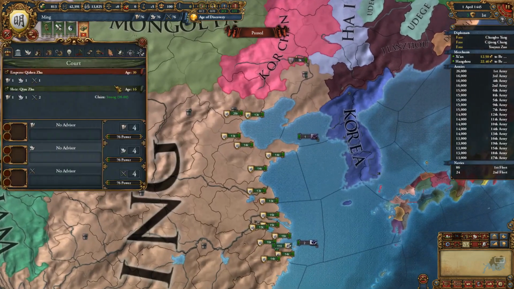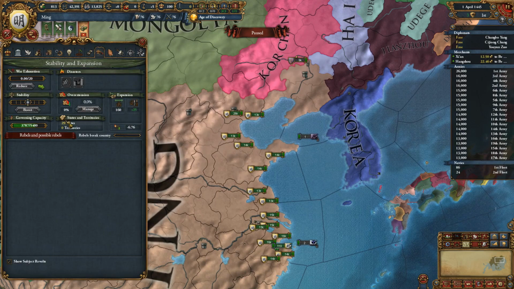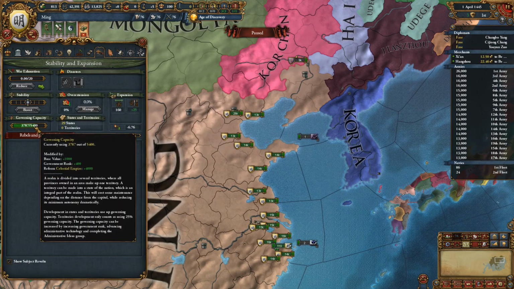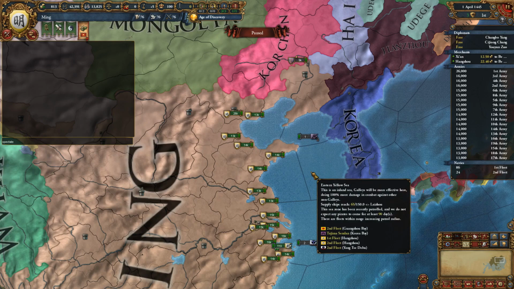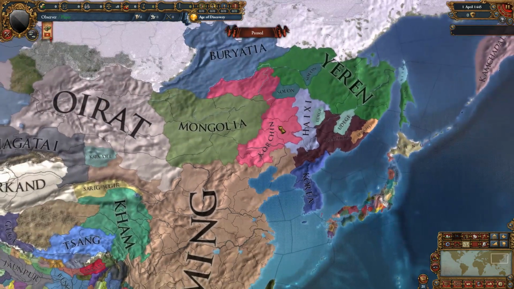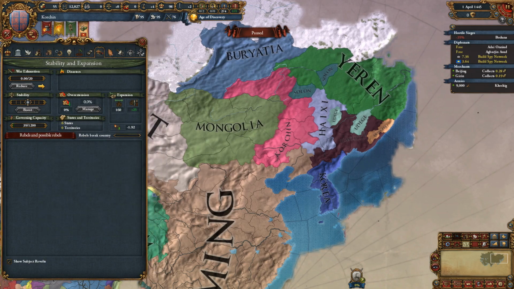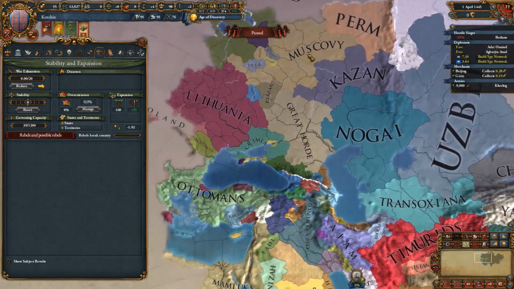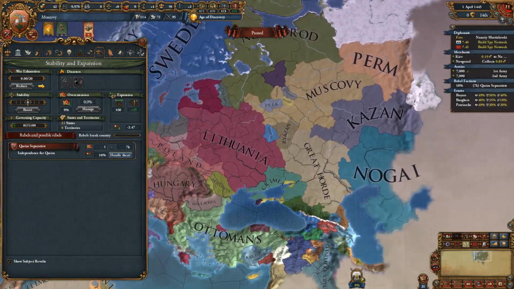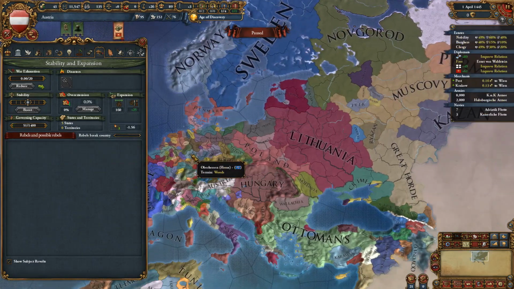One other change I've introduced with the mod is I've quite substantially increased Ming's governing capacity, just to ensure that they can handle all the new development. If we look at most other nations, so just look at some smaller nations here, we can see they still have quite a lot of governing capacity, just so countries can handle all the growth they are going to experience throughout the game.